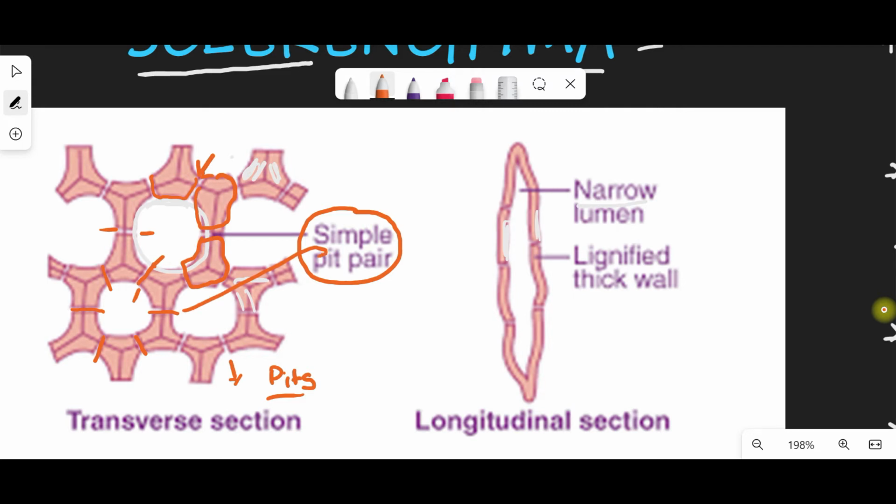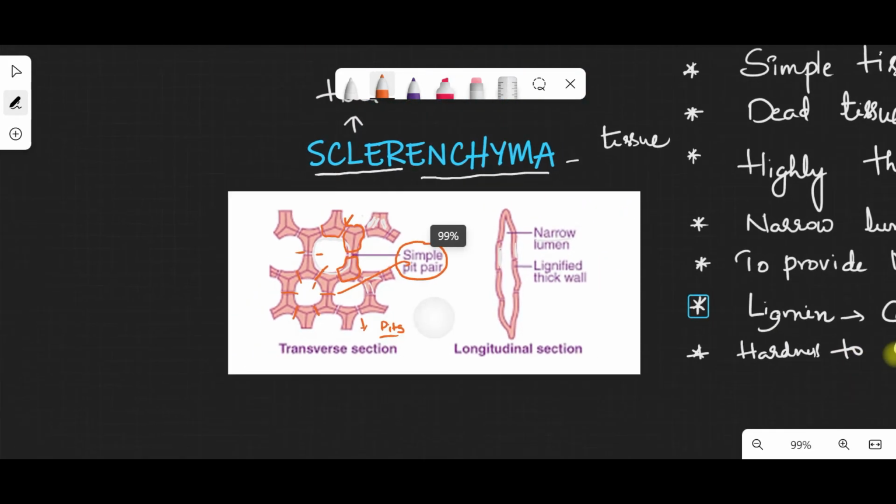Pits are in general meant for the exchange of substances in dead tissues and exchange of gases. Intercellular communication occurs in these regions. Now let us come back to the normal position.